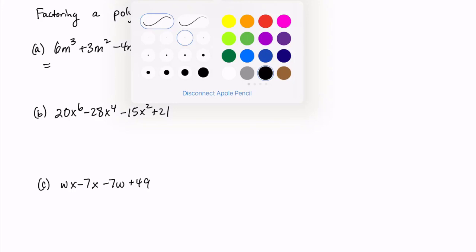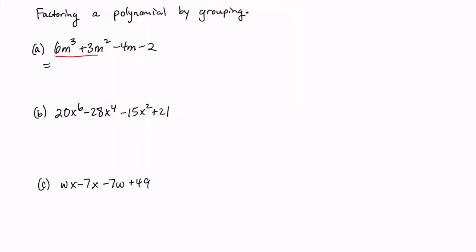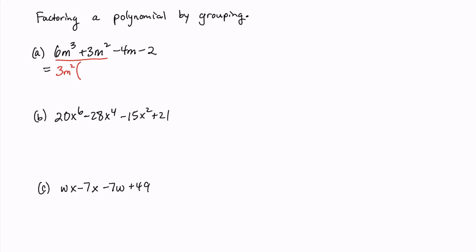First thing we're going to do is group these first two and find the GCF between those two terms right there. So the GCF between those two terms is 3m squared. And then we're going to use the distributive property. So 3m squared distributed to something has to get me 6m cubed. That means I have to have a 2m. We need a plus sign, right? We're going to distribute 3m squared to something that will get me 3m squared. Well, that something has to be 1.